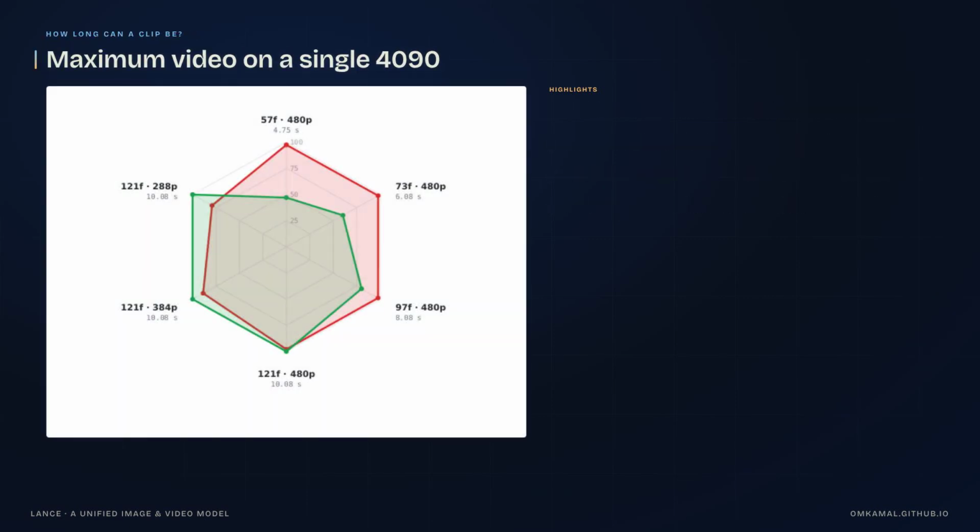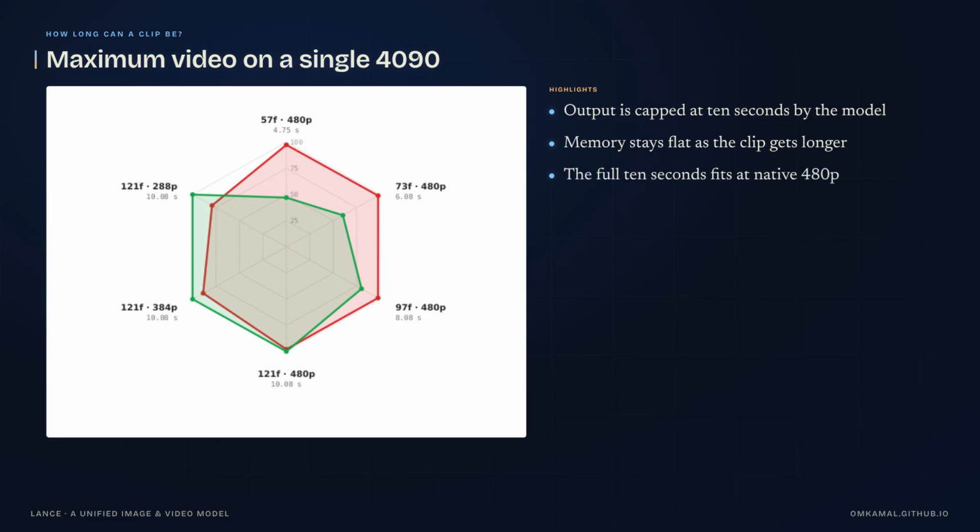The question everyone asks, how long a video can it make? The model is hard capped at 121 frames, about 10 seconds at 12 frames per second. The surprise is the red shape here. Peak memory barely moves as the clip gets longer, because the attention is efficient and the decoder works frame by frame. The green shape is the duration you actually reach, climbing to the full 10 seconds. The bottom line is that you can generate the entire 10-second clip at native 480 resolution on a single 4090. Dropping resolution only buys headroom you don't actually need.